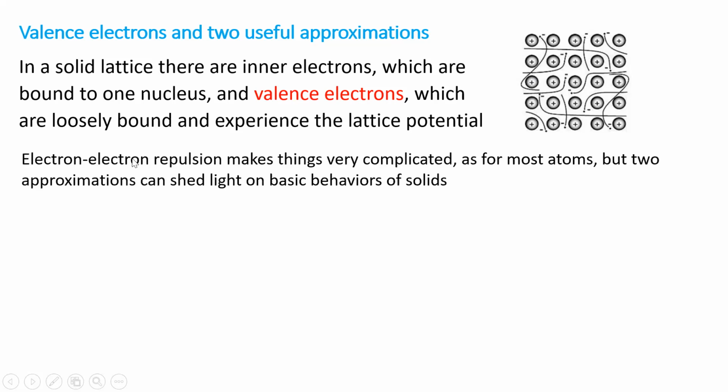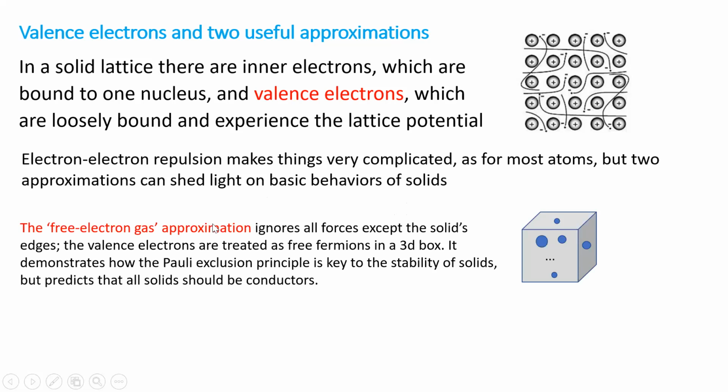Okay, so electron-electron repulsion makes things complicated, as we saw for most atoms. In most atoms, with electron-electron repulsion, we can't solve analytically for the wave functions. We have to make some approximations and ignore the electron-electron repulsion and then make corrections for it. The same thing goes for solids. Electron-electron repulsion makes things complicated, but there are two approximations which can help shed light on the basic behaviors of solids. As we mentioned, the first one is called the free electron gas approximation.